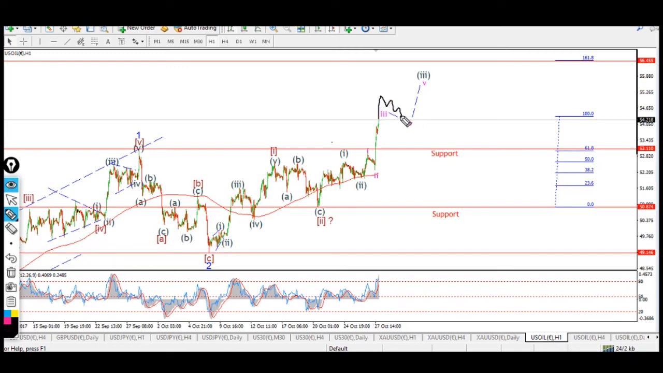We should get to see some sort of corrective phase in wave 4 pink. It should appear pretty early on in the trade. If not early overnight, we should see it probably on Monday morning, definitely when the US comes online.